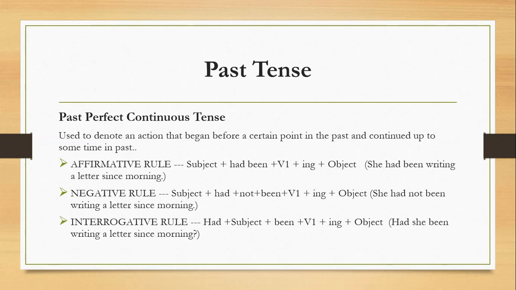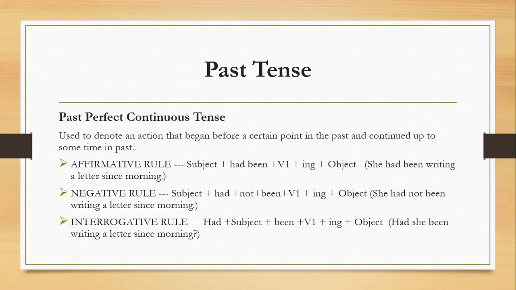Then comes past perfect continuous tense. It is used to denote an action that began before a certain point in the past and continued up to some time in the past. It started in the past and continued for a long period in the past. Affirmative: subject plus had been plus V1 plus ing plus object. She had been writing a letter since morning.